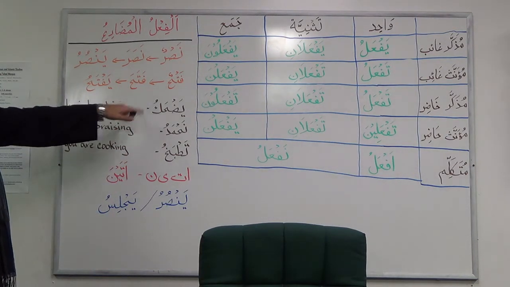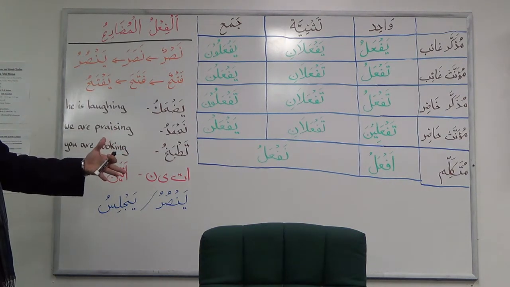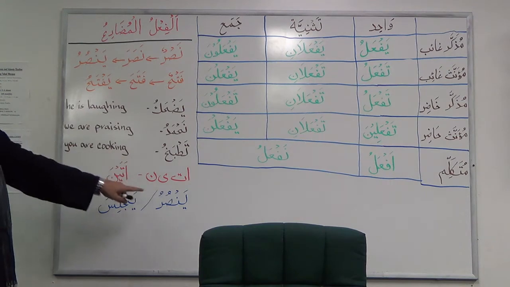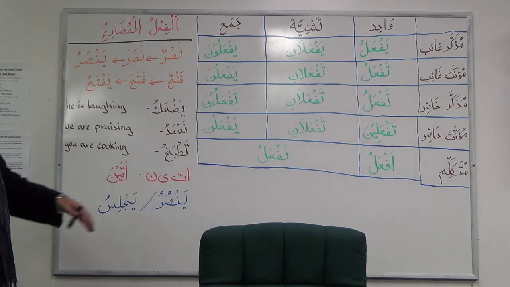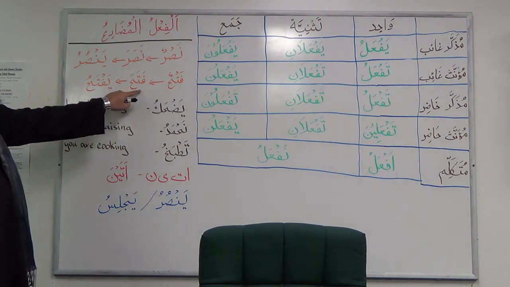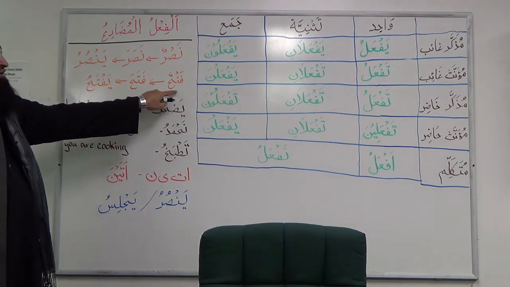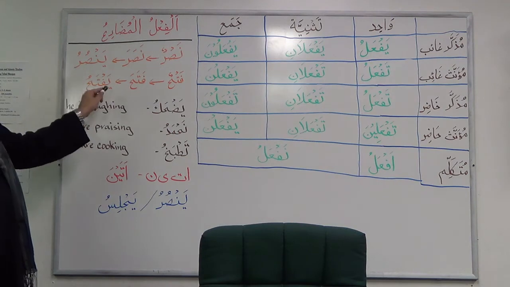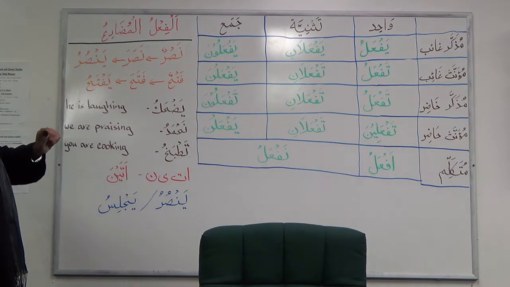If it's a verb and you want to make the present tense or future tense, then you're going to put one of these letters. We're going to go through a lot of examples, so it's going to get easier and easier, inshallah. You can see that the root letters are there, even in this one. The fa is there, the ta is there, the ha is there. You just added a ya.